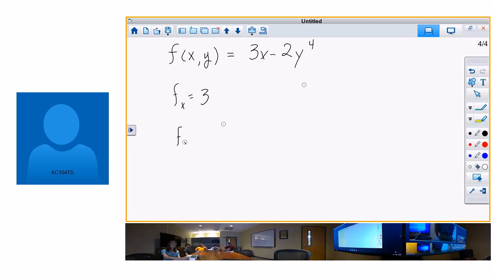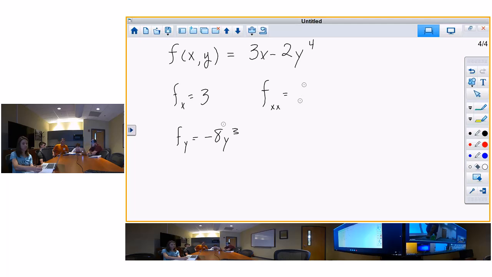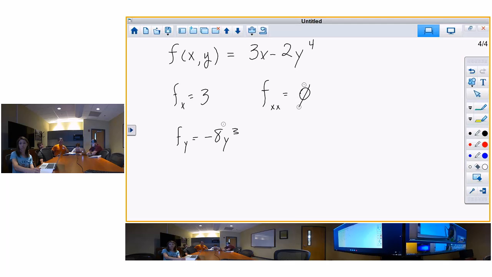F of y is going to be equal to negative 8y cubed. So if you wanted to do f of double x, well, that's pretty simple. What would f of double x be? 0. I heard somebody whisper 0. Is that it? You reckon that's the answer? Yeah. Okay.